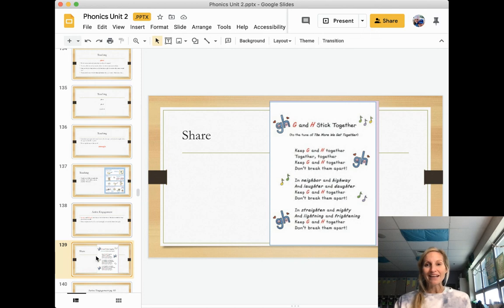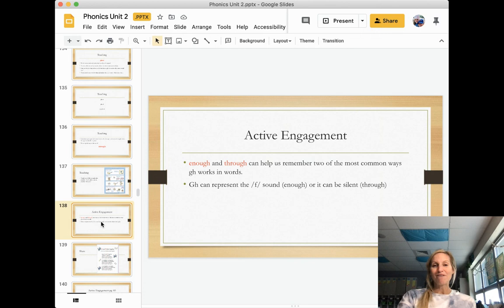Good job, you guys. That was a lot of words that we learned today that have a G and H sound that are together. But the one important thing to remember is, do we ever break them apart? We do not. They make a lot of different sounds, or they could be silent, but we do keep them together. We don't break them apart. So your challenge today, while you're reading or when we get off the video, is to try to tackle the words. Are you ready? Enough and through.